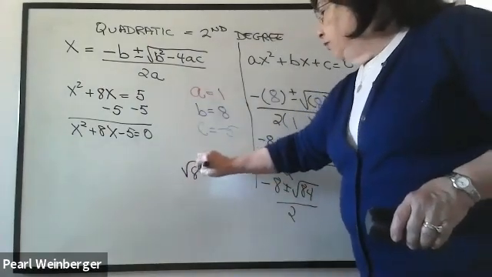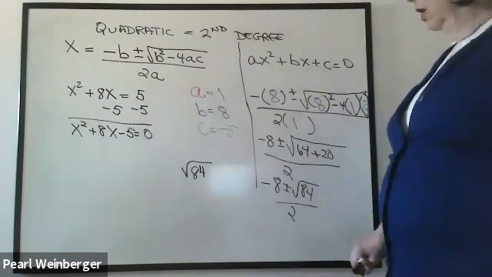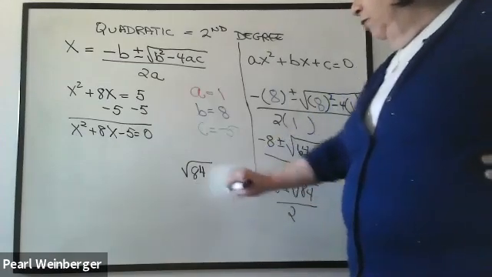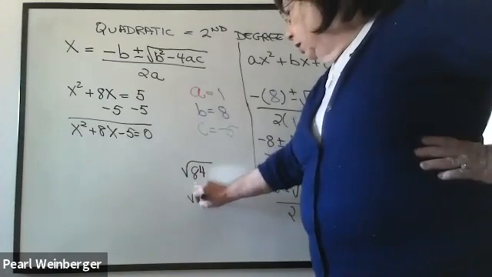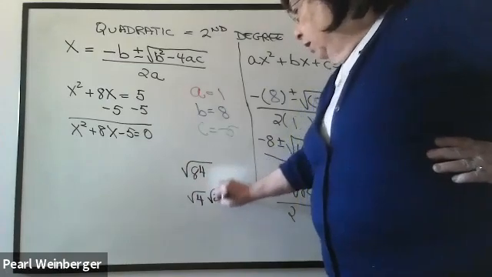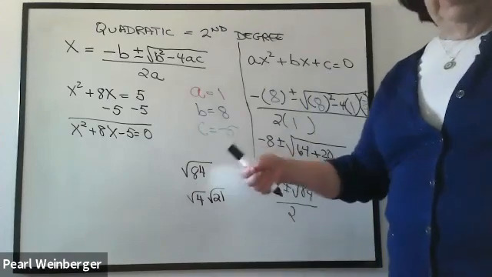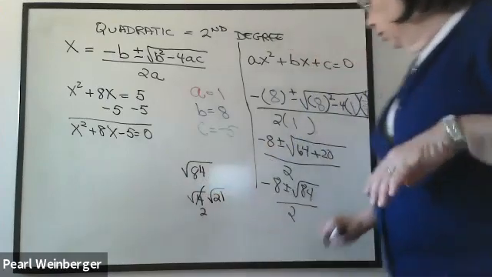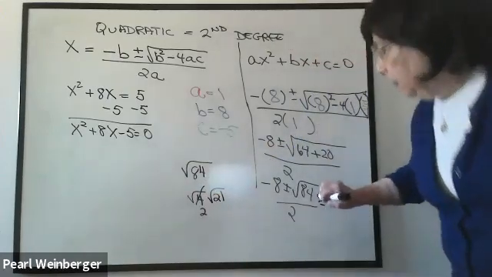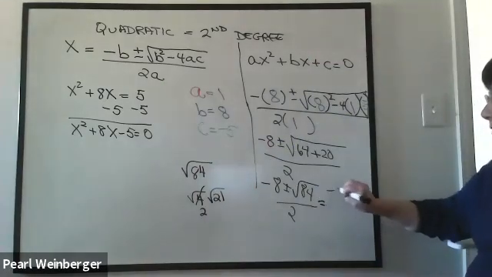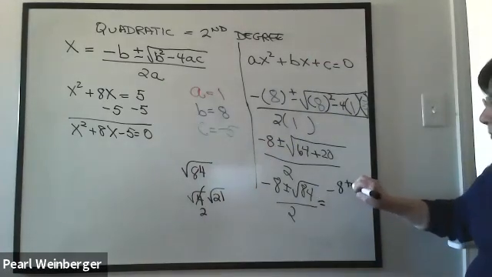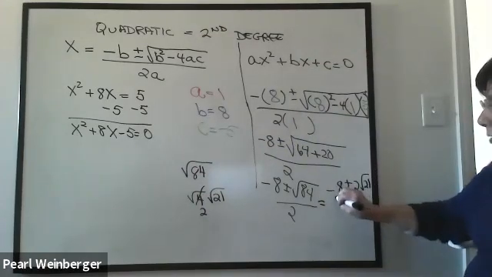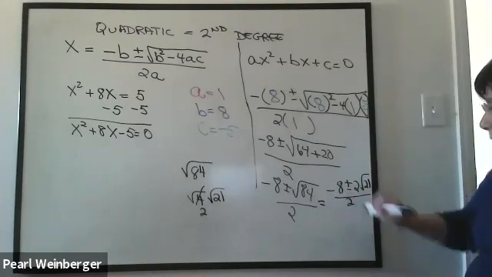The square root of 84, let's see, what numbers? I think we could divide it by 4. It is the square root of 4 times the square root of 21. Remember, with 84, we want to find one of the numbers being a perfect square, and 4 is. So this becomes 2 radical 21. So my answer becomes -8 plus or minus 2 radical 21 over 2.